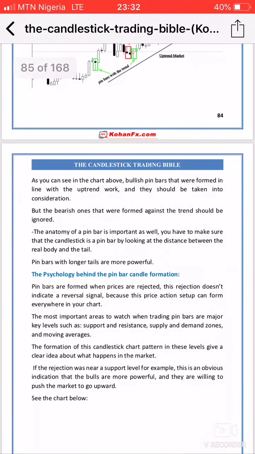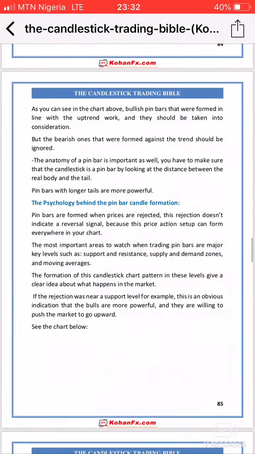The psychology behind pin bar candle formation. Pin bars are formed when prices are rejected. This rejection doesn't indicate a reversal signal because this price action setup can form everywhere in your chart. The most important area to watch when trading pin bars are major key levels such as support and resistance, supply and demand zones, and moving averages.